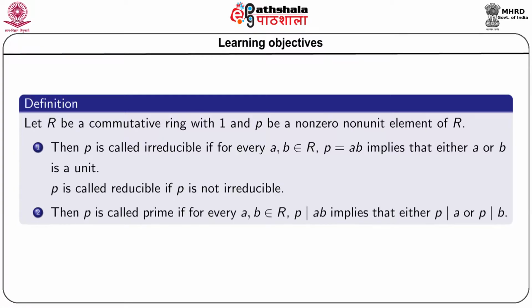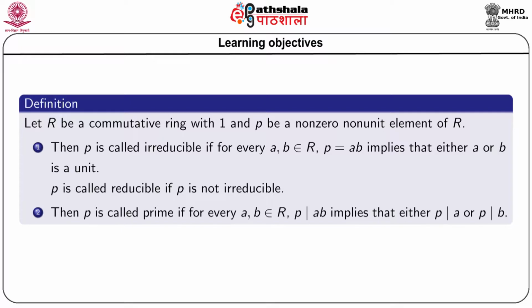That is why, as a generalization of prime integers on a commutative ring with 1, we get two notions, one is prime element and the other is irreducible element. Thus, we define prime and irreducible elements as follows. Suppose R is a commutative ring with 1, then we define a non-zero non-unit element p of R to be irreducible if for every a, b belongs to R, p equal to ab implies that either a or b is a unit.